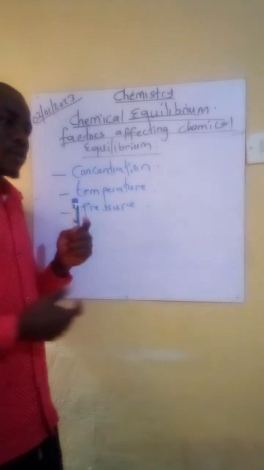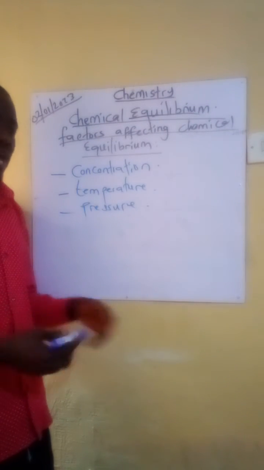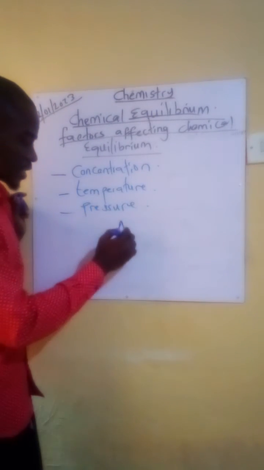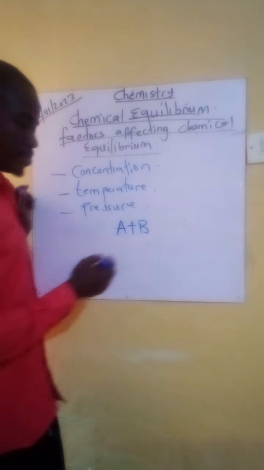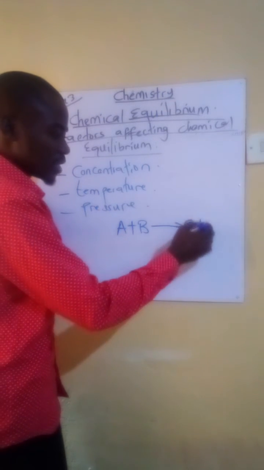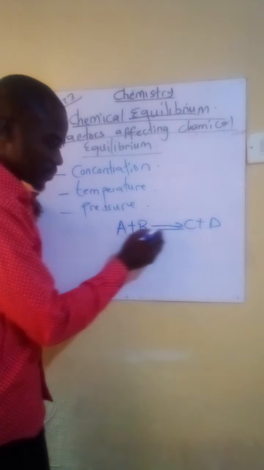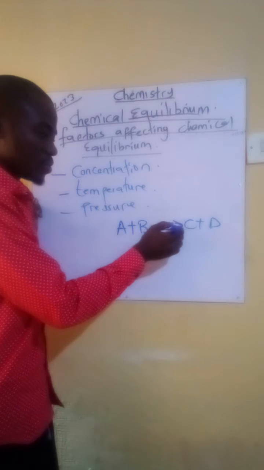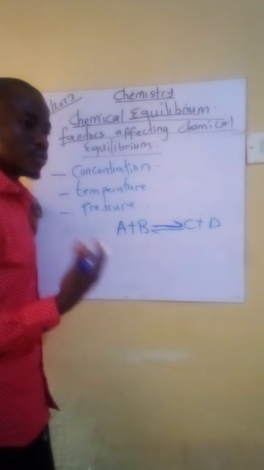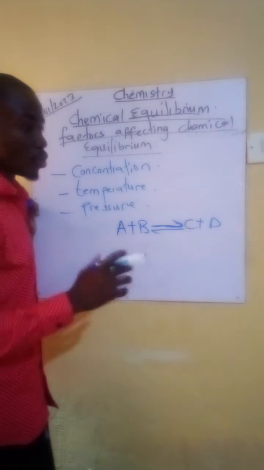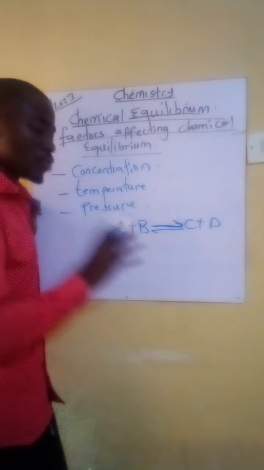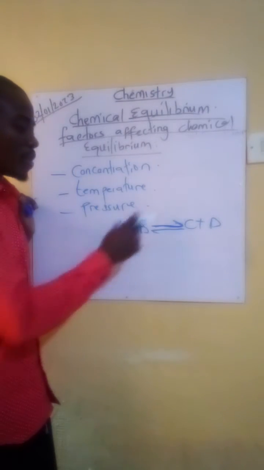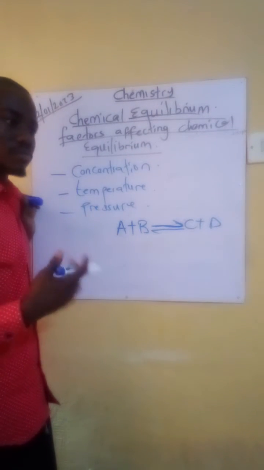So if it is in a state of equilibrium, you now come and increase the concentration of any of the chemicals in the system. Let's say you have A and B being together to form C and D. I told you earlier that mostly this reversible arrow usually makes a system to be in equilibrium. Though not every time, we normally use this just to explain.